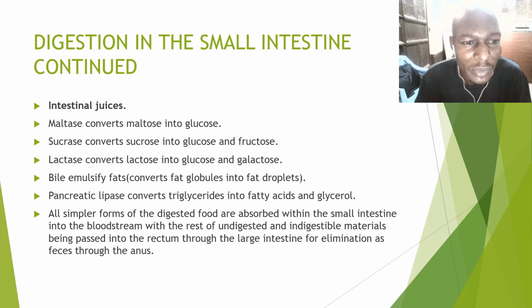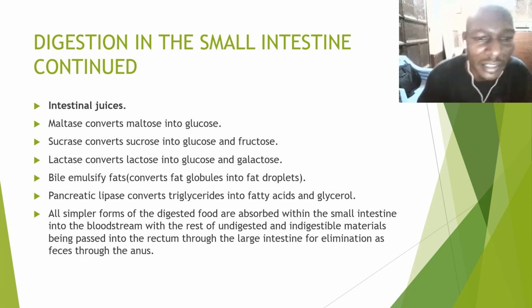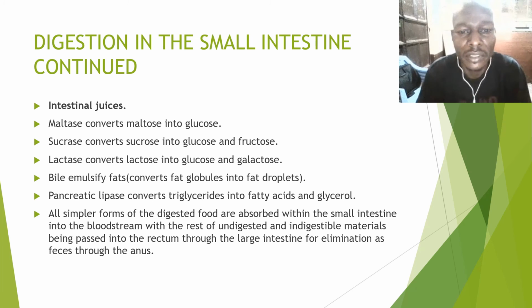We have a number of enzymes also which are produced right from the small intestine. So intestinal juice also contains a number of enzymes, one of them being maltase. Maltase converts maltose into glucose. Another enzyme is called sucrase. Sucrase converts sucrose into galactose and fructose. We also have lactase. Lactase enzyme converts lactose into glucose and galactose.